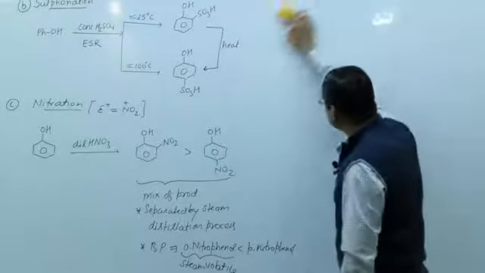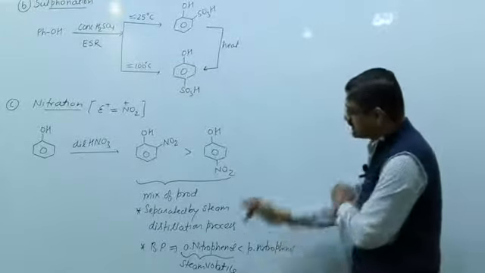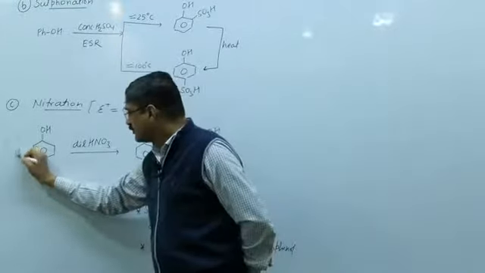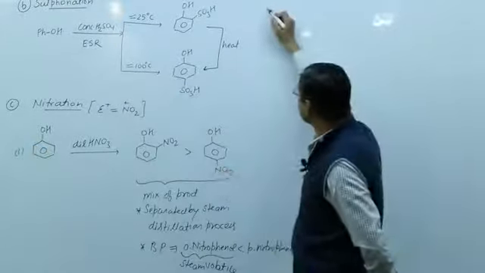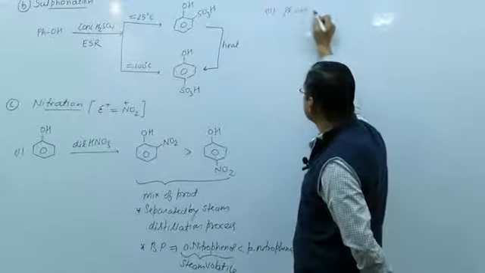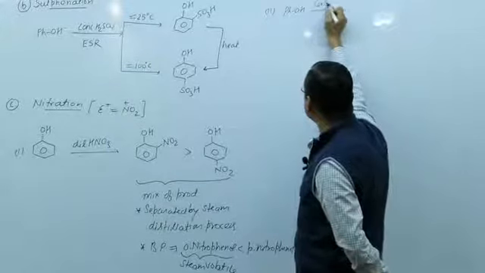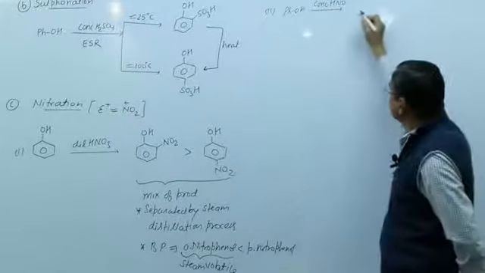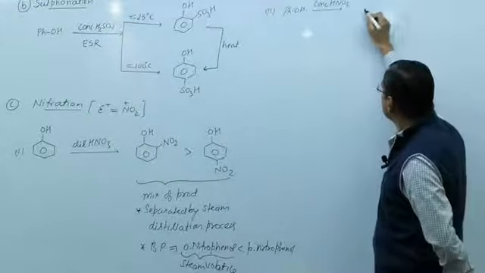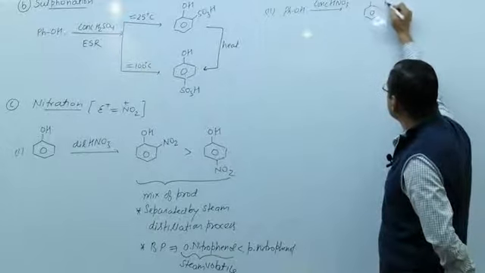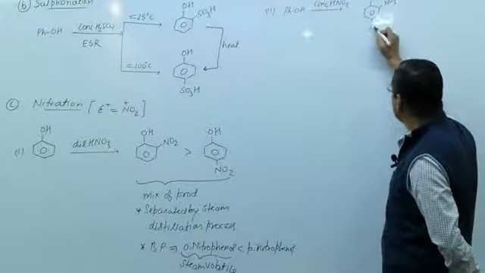Suppose I take the concentrated nitric acid. Concentrated nitric acid acts as a strong oxidizing agent also. So with concentrated nitric acid, a small amount of picric acid is obtained, that is trinitrophenol.